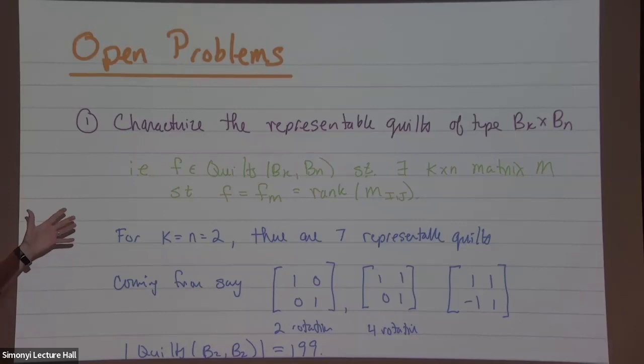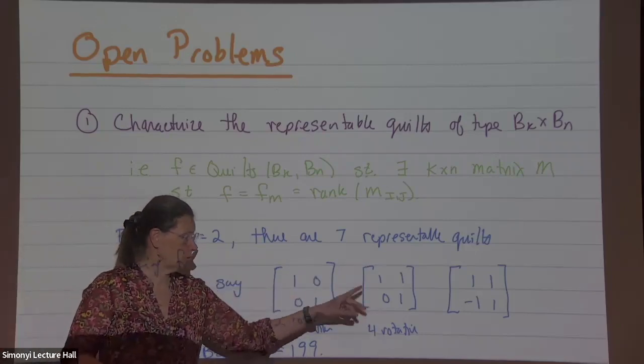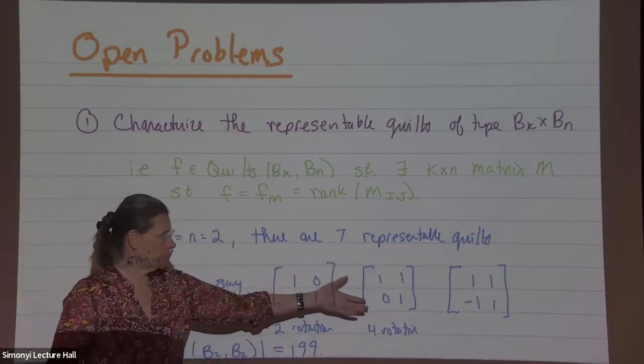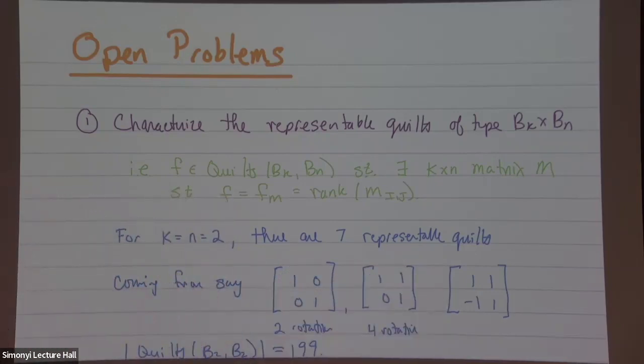To see how hard this might be, even when K equals N equals 2, how many different representable quilts will there be? Well, there'll be 7 of them. They correspond to the identity and its rotation, the 1, 1, 1, 0, 1 and its 4 rotations. So there's 2 of this type, 4 of that type, and then 1 more. Those are the 7 representable ones. There are 199 total. So most are not representable, but how do you put a firm test on that? Do you think this is computable?